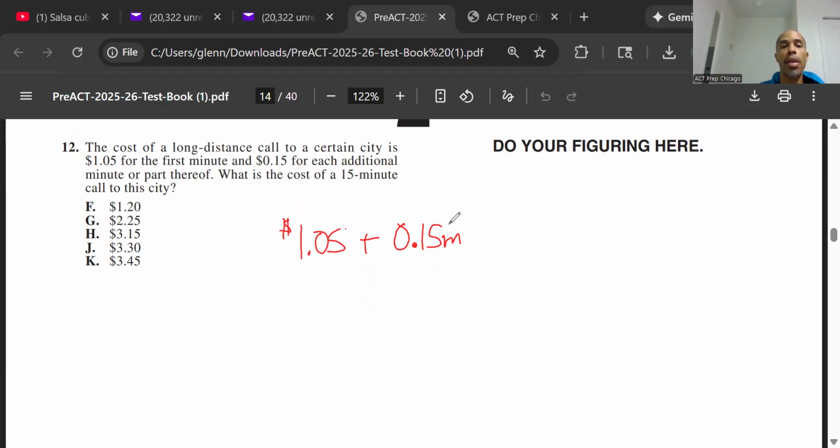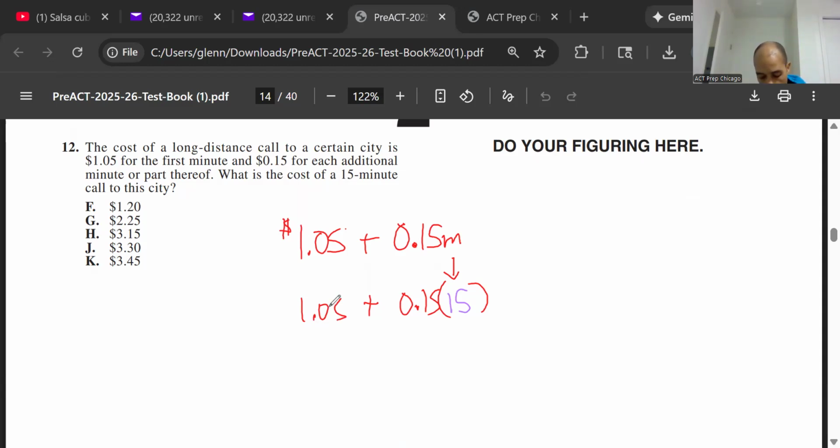So what is the cost of a 15-minute call to this city? That means we would simply replace the M with 15 because M represents minutes. We'd be multiplying 15 cents, 0.15, times every minute. So we just substitute once we know our equation.